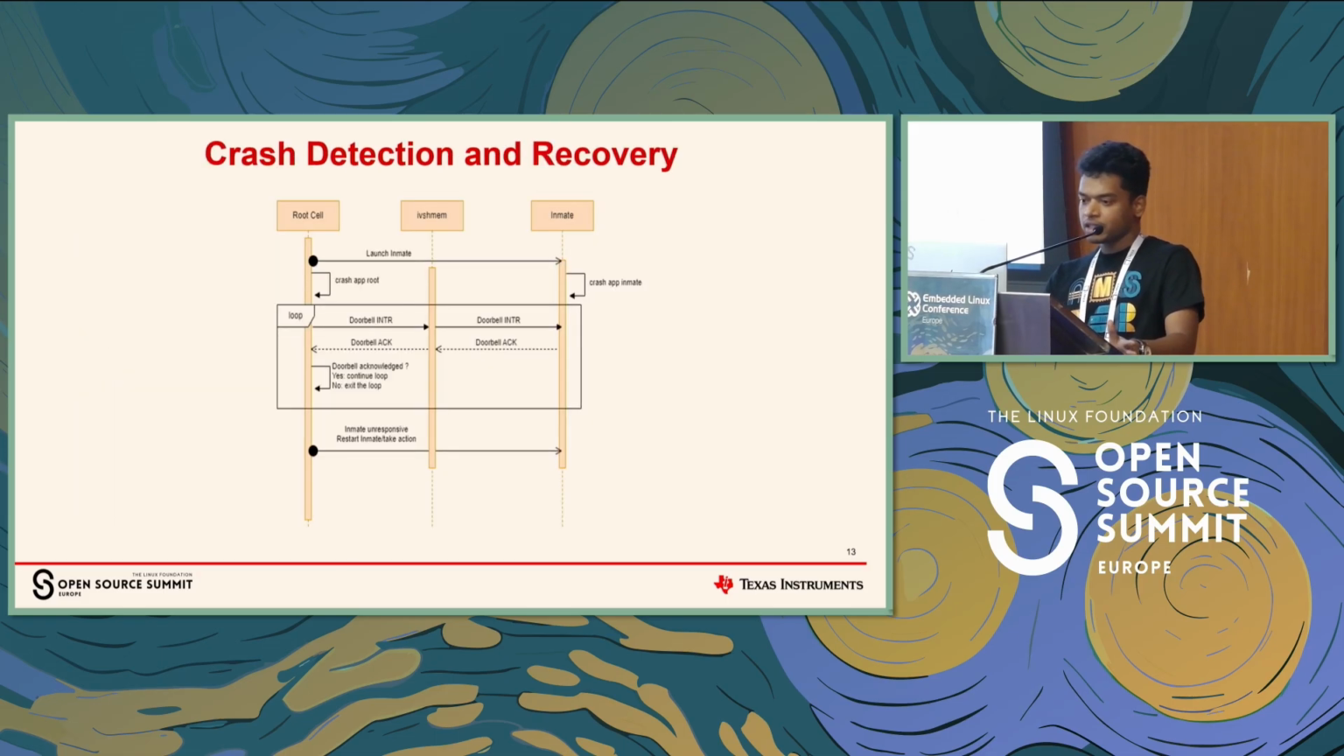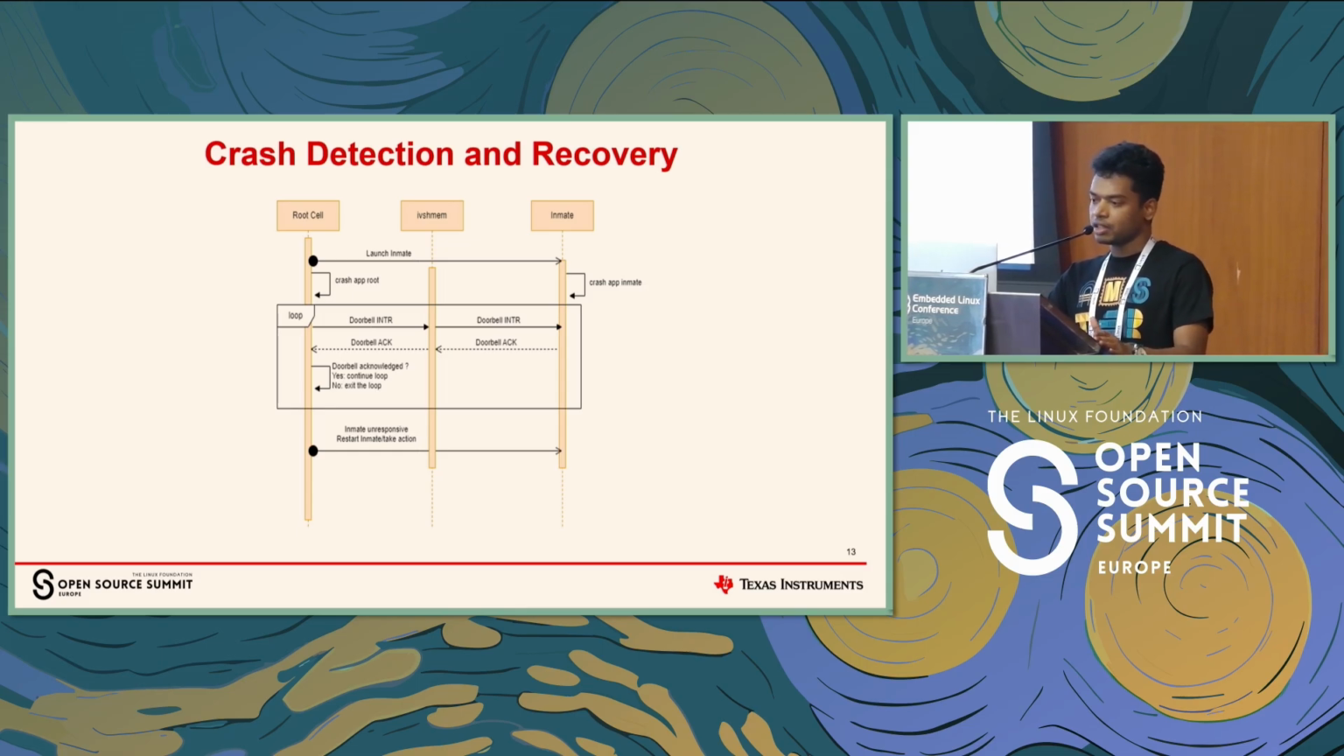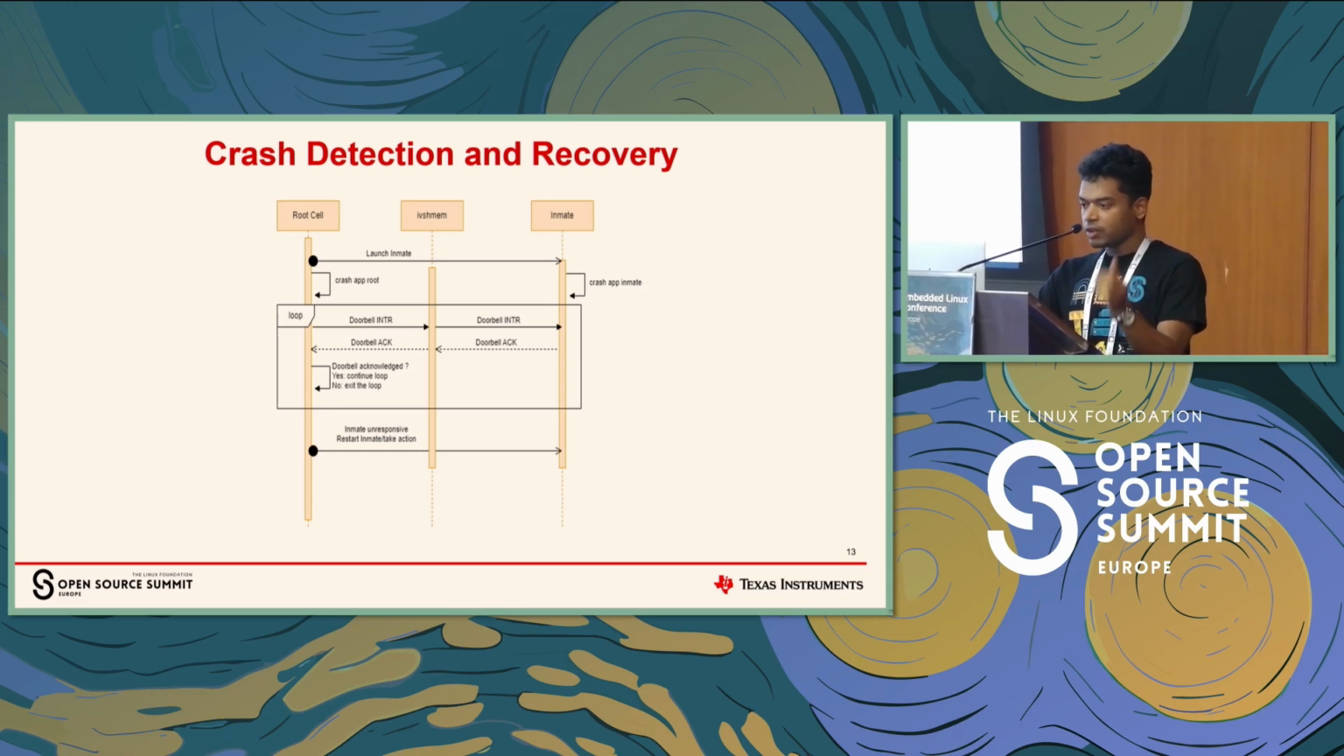So let's discuss the crash detection and the recovery part. First of all, Linux will handle the initialization part, obviously. So the Linux system will be up. You load your Jailhouse hypervisor, and then when Jailhouse launches, you launch your other inmate. And when the other inmate is launched, let's assume that it has all the IVSHMEM framework established, and we run a crash test app on both root and inmate.